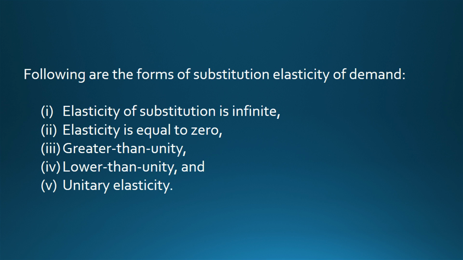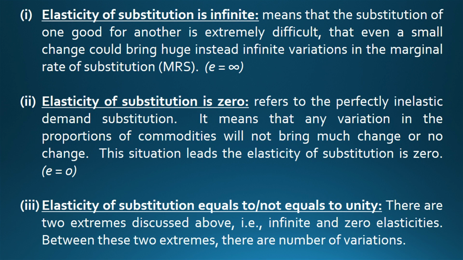Following are the forms of substitution elasticity of demand. 1. Elasticity of substitution is infinite. 2. Elasticity is equal to 0. 3. Greater than unity. 4. Lower than unity. And 5. Unitary elasticity. 1. Elasticity of substitution is infinite means that the substitution of one good for another is extremely difficult, so that even a small change could bring huge, in fact infinite, variations in the marginal rate of substitution, MRS. E equals infinity. 2. Elasticity of substitution is 0 refers to the perfectly inelastic demand substitution. It means that any variation in the proportions of commodities will not bring much change or no change. This situation leads to the elasticity of substitution being 0.